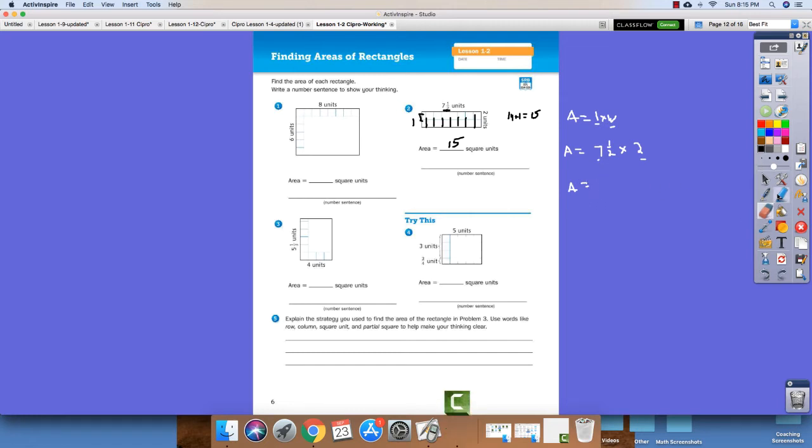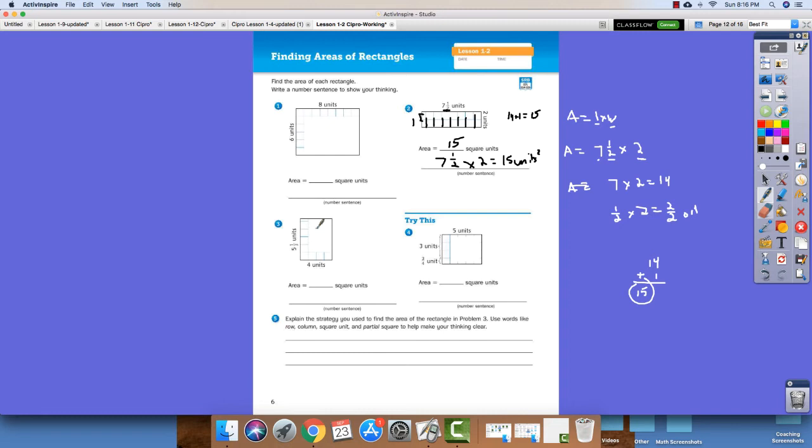So let me show that just a little bit better here. To do this work, I can do 7 times 2 and get 14. And then I also need to multiply my 2 by the half. So I could do 1/2 times 2, and that would equal 2 halves, or if you make that a mixed number, that equals 1. And then 14 plus 1 equals 15. All right, so my number sentence for this one would be my formula, 7.5 times 2, and that would equal 15 units squared, okay?